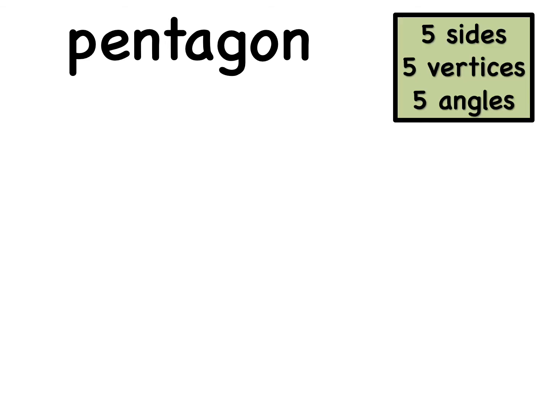Next word. Do you know that word? Pentagon. A pentagon has 5 sides, 5 vertices, and 5 angles. Can you draw a pentagon?